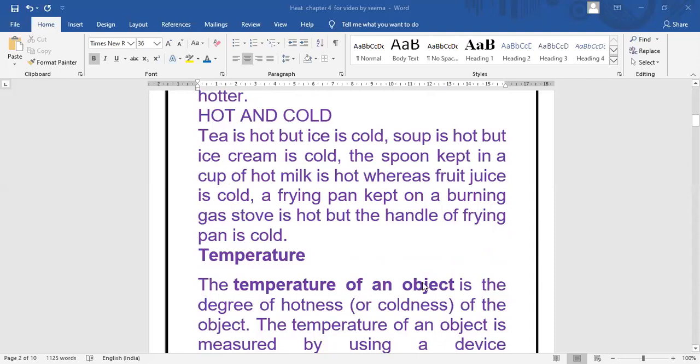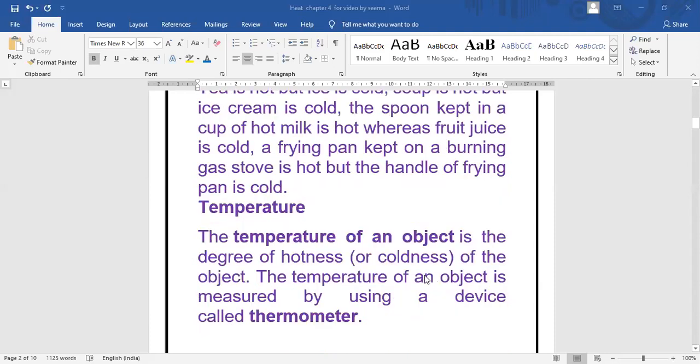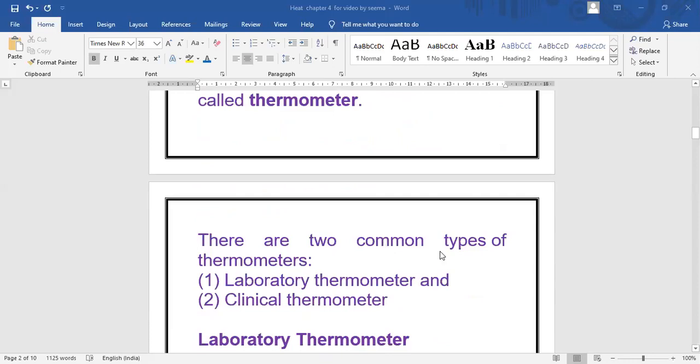Temperature. The temperature of an object is the degree of hotness or coldness of the object. The temperature of an object is measured by using a device called a thermometer. There are two common types of thermometer. One is the laboratory thermometer, another one is the clinical thermometer.